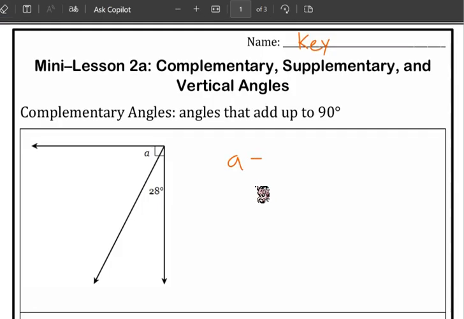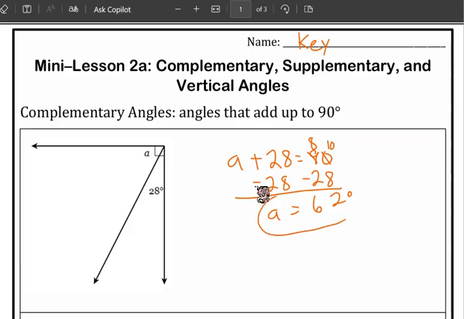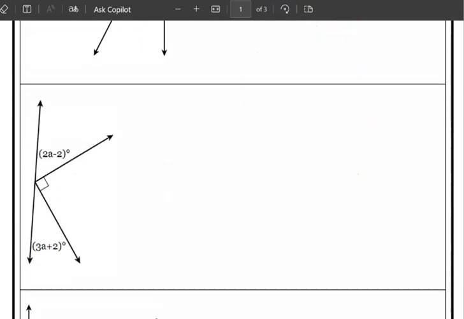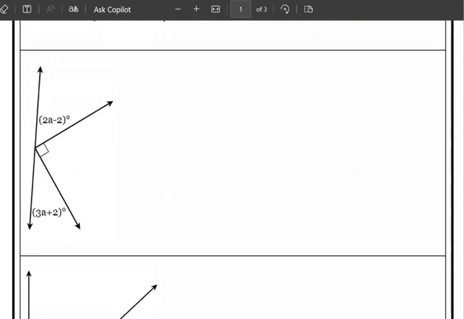Let's set those equal to 90 degrees. Subtract 28 from each side. A equals 62 degrees. Let's look at the next example.